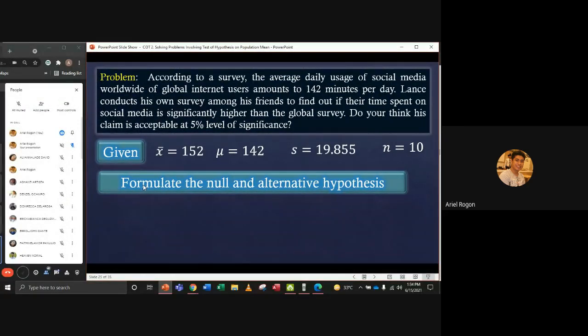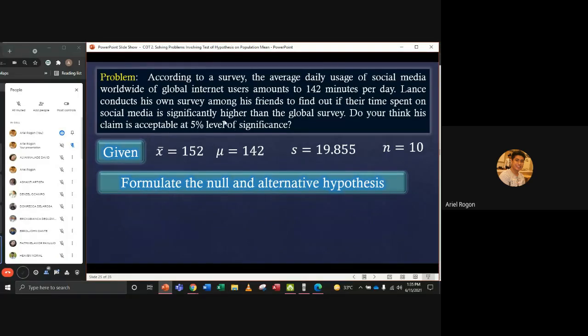So who would like to formulate our null and alternative hypothesis here? Pwede in notation or pwede in symbol. Sige nga, would you like to try? Yes, Heaven. Our null hypothesis will be the population mean is equal to 142, and our alternative hypothesis is the population mean is greater than 142. Yes, that is correct. Greater than because of the word higher than.